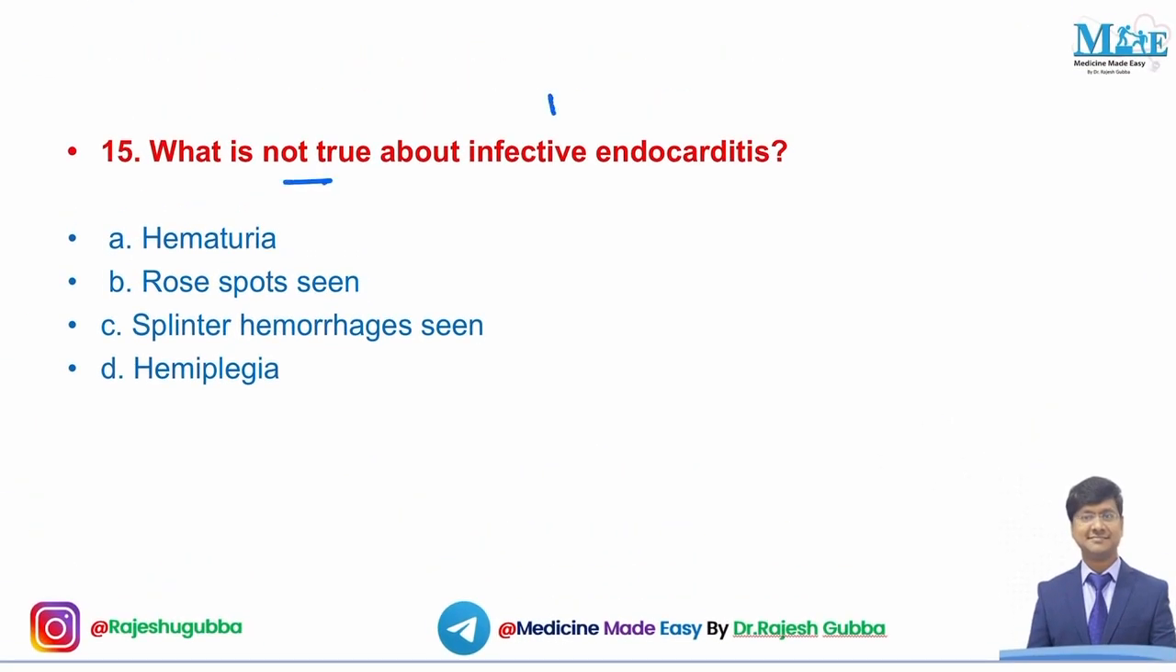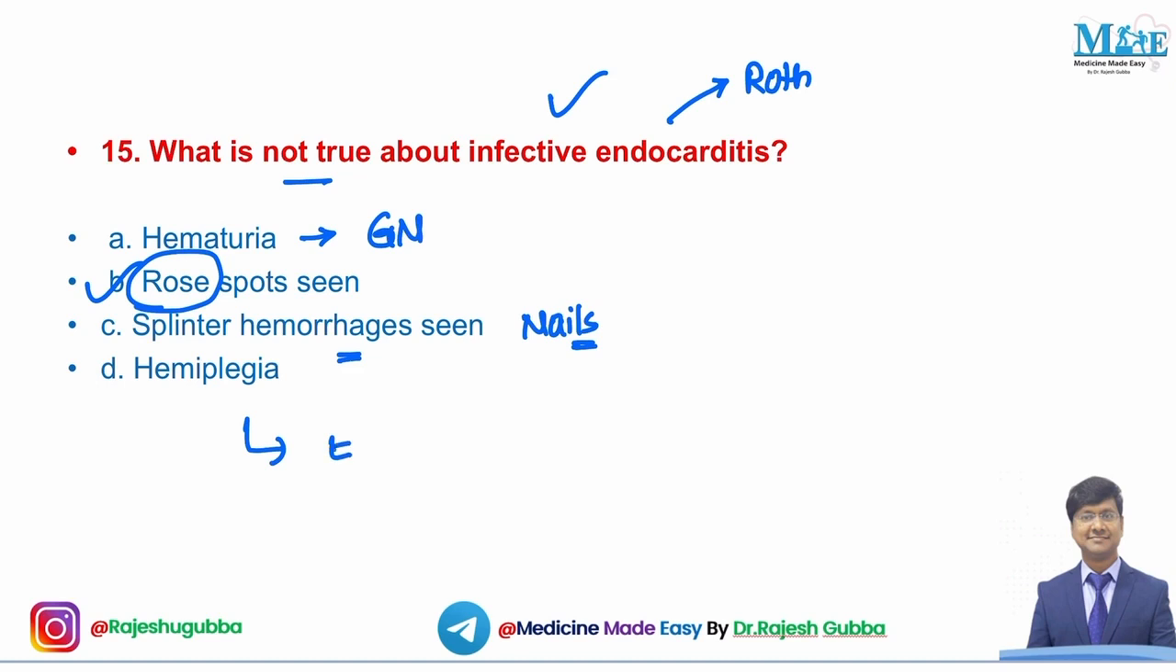Which of the following is not true about infective endocarditis? Hematuria, rose spots, splinter hemorrhages, hemiplegia. Many of you have made a mistake by reading rose spots as Roth spots. In infective endocarditis, you don't have rose spots; what you have are Roth spots. Hematuria develops because of glomerulonephritis in infective endocarditis. Splinter hemorrhages are observed in the nails of these patients. Hemiplegia is also observed because of embolization of the vegetation into the cerebral circulation.